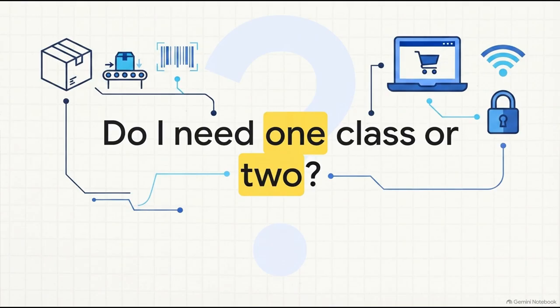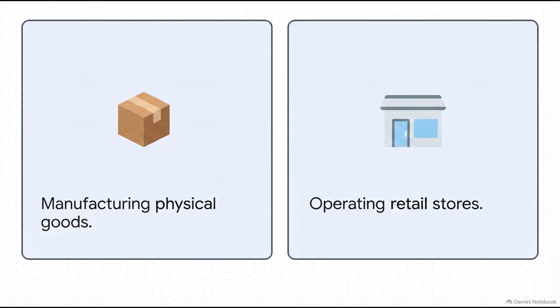My business sells a physical product and also runs an online store. Do I need one class or two? Selling your own goods online does not automatically extend goods registration to cover retail services. Because of this, a business doing both needs multiple classes to be fully protected.